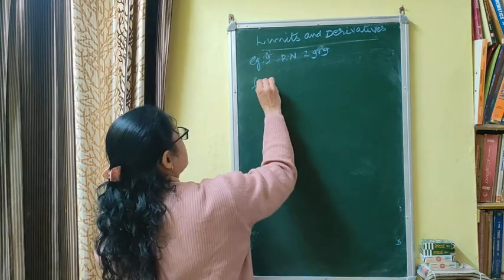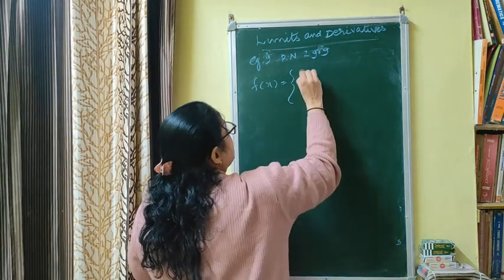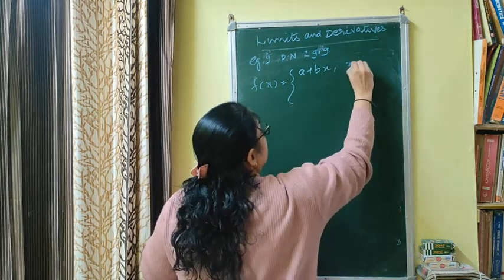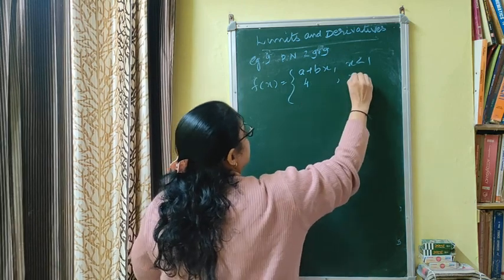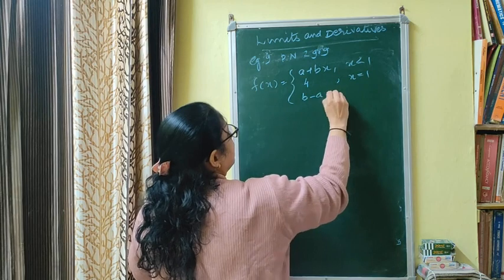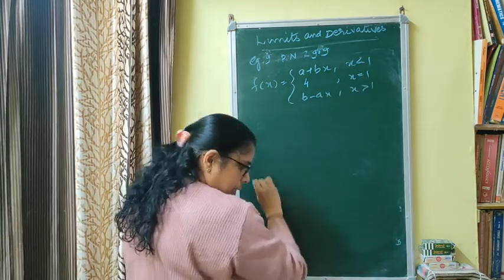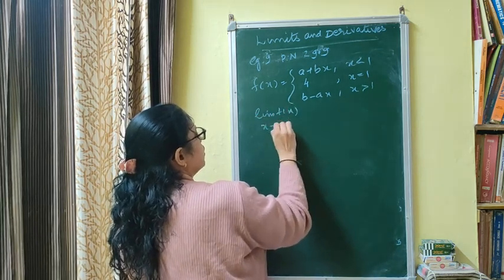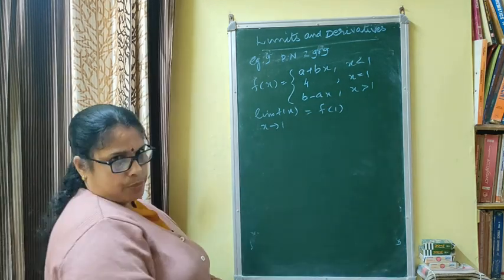First of all, let me write the function. You are given the function in three different forms. First, f(x) equals a plus bx if x less than 1. You are given the value of the function equal to 4 if x equals 1. And again, b minus ax if x greater than 1. Now you are given that the limit of f(x) as x tends to 1 is equal to f(1). Then what are the values of a and b?